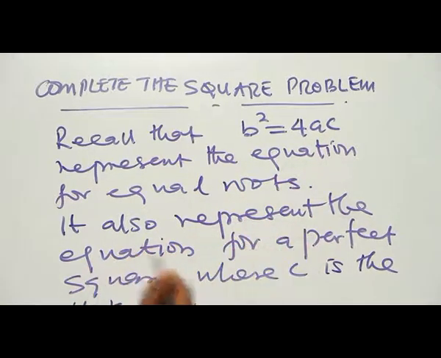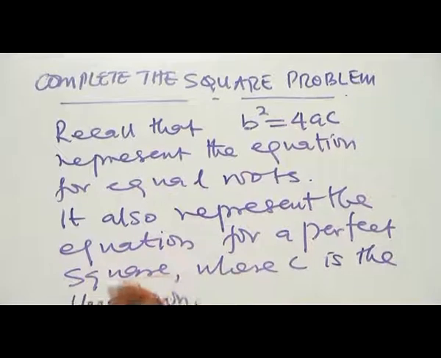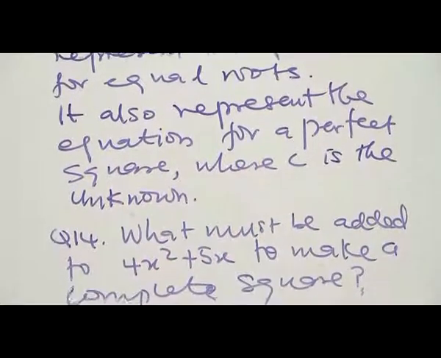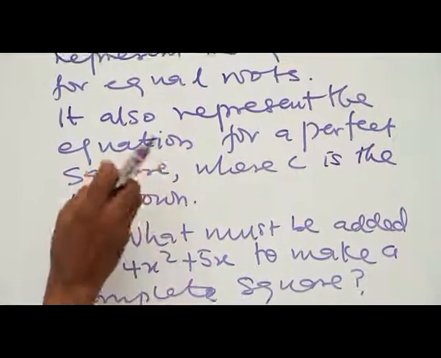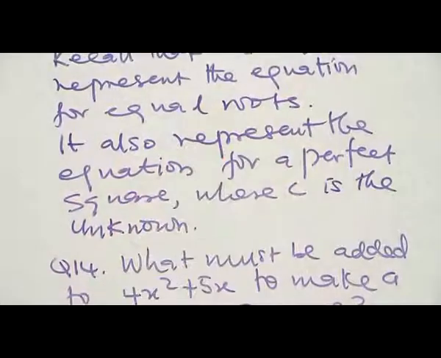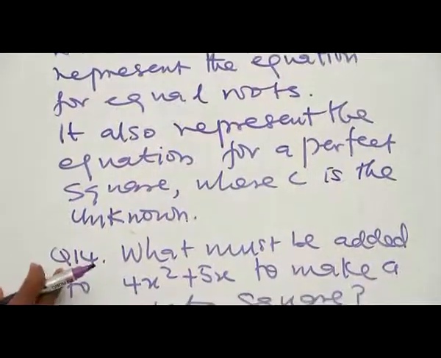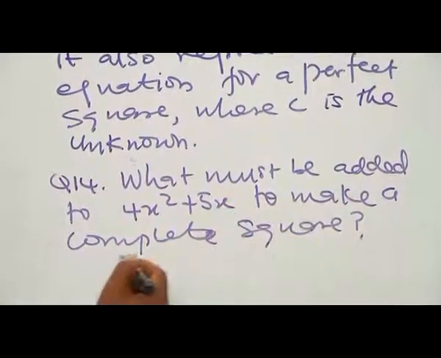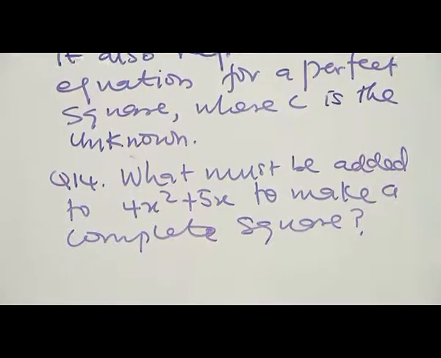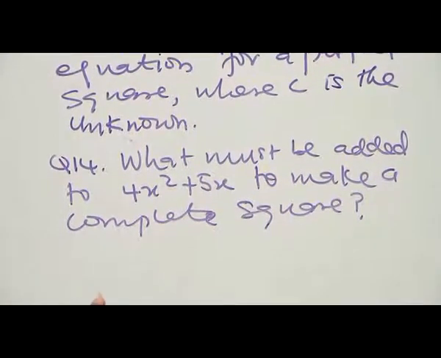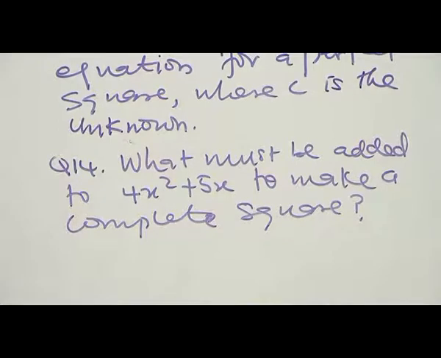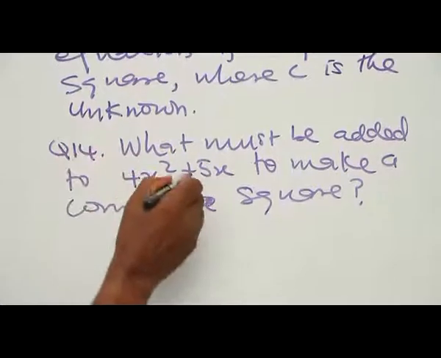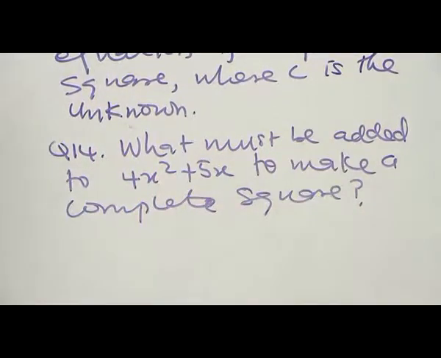It also represents the equation for the perfect square, where c is the unknown. We are going to do that quickly so that you catch exactly what we are trying to say here. For example, what must be added to 4s squared plus 5s to make a complete square? When you talk about making a complete square, that is, you can write the expression as a square. So let's see what happens here. What must I add to this one so that I can write it as a square?